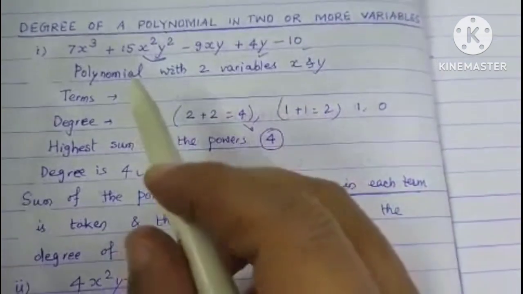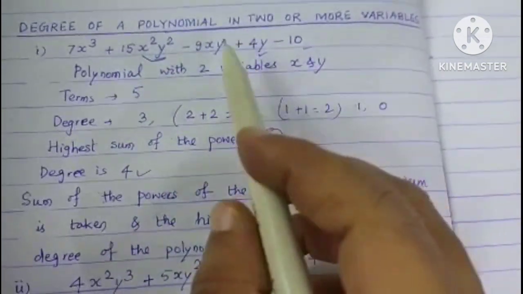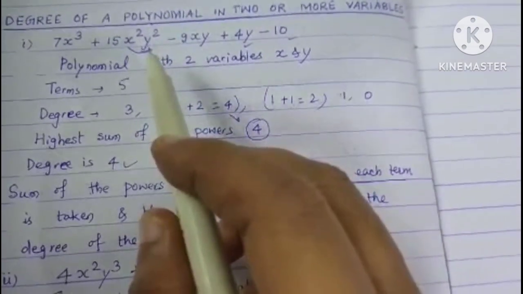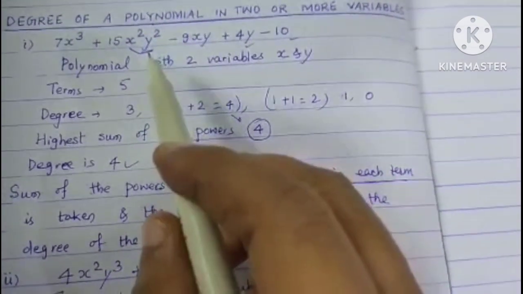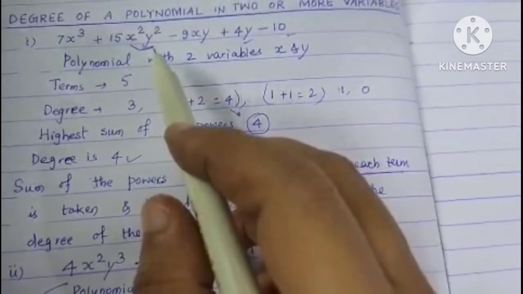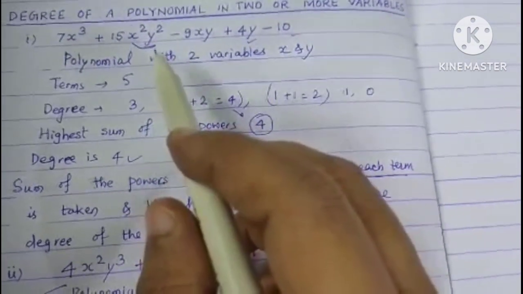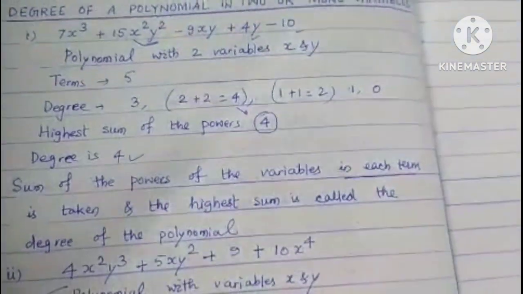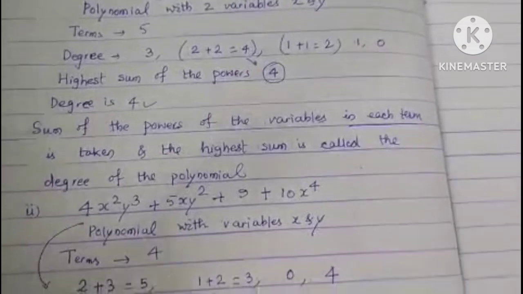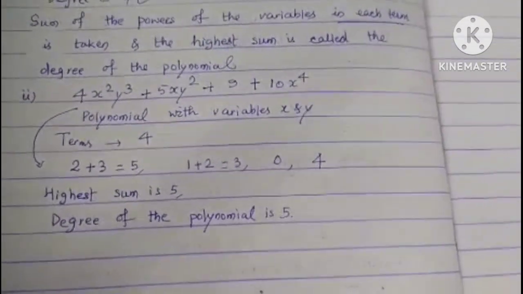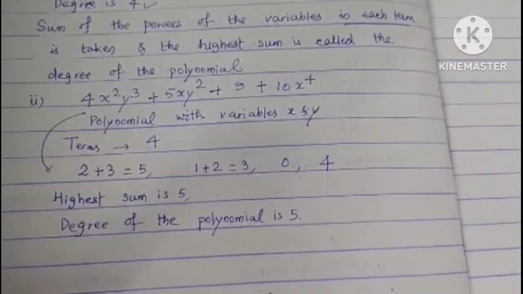Suppose we are given 3 variables, then in each term we will check the sum of the powers of all the 3 variables. Suppose x, y, z, then we will add all the powers of x, y, z and check what it comes out, and the highest sum will be the degree of the polynomial. So I hope this is also clear. Okay, now let's move on.